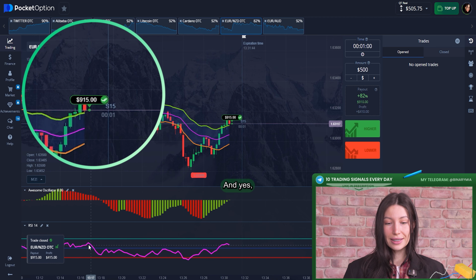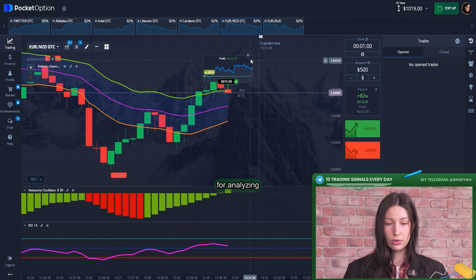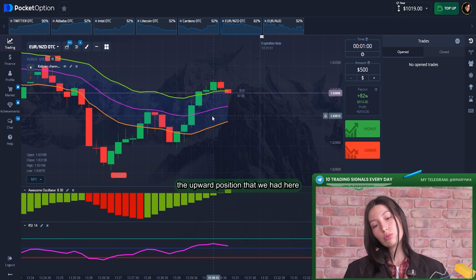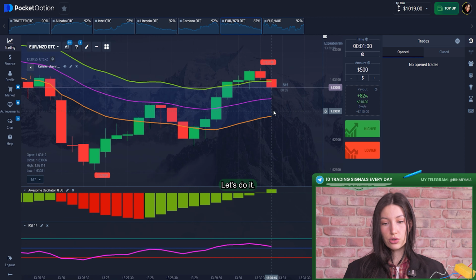5, 4, 3, 2, 1, and yes, I'm just showing you the main points for analyzing the upward position that we had here. Perfect. We can continue and let's do it.